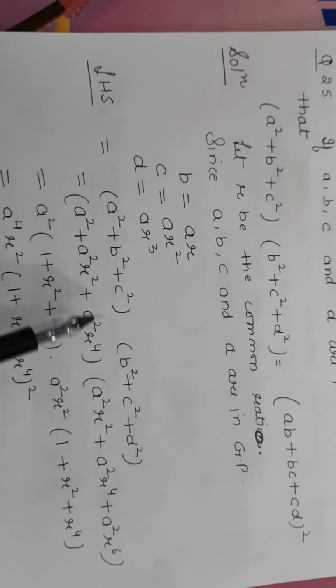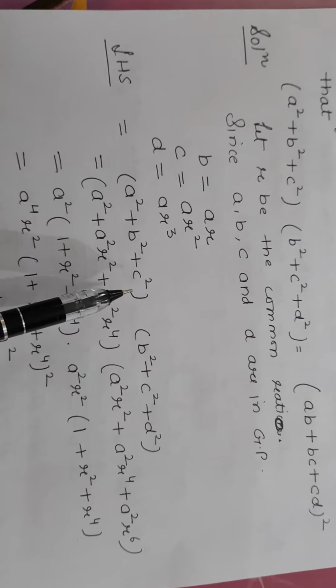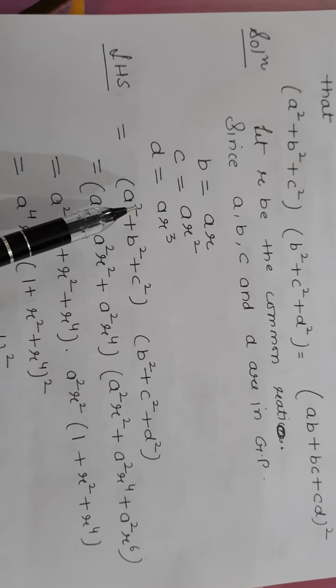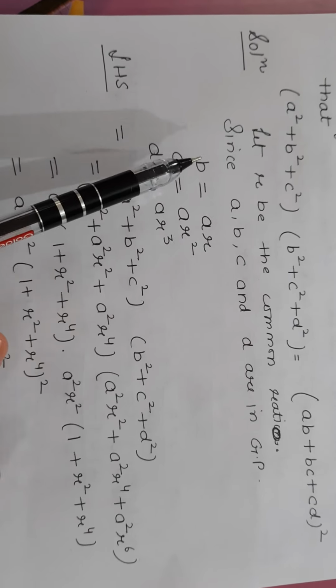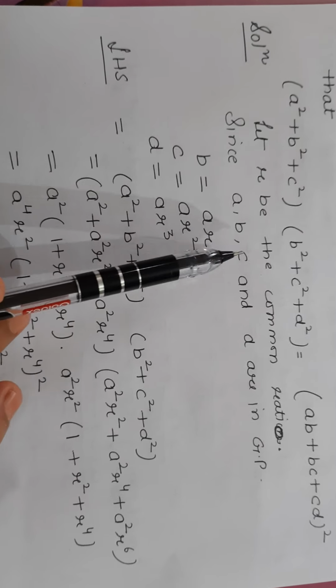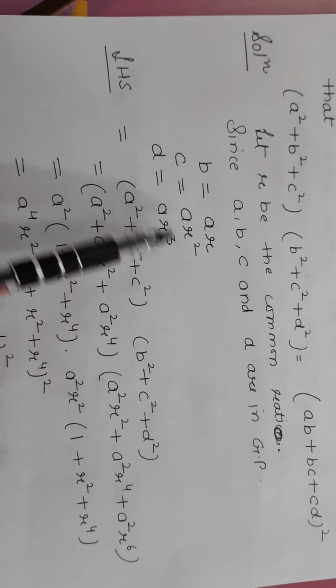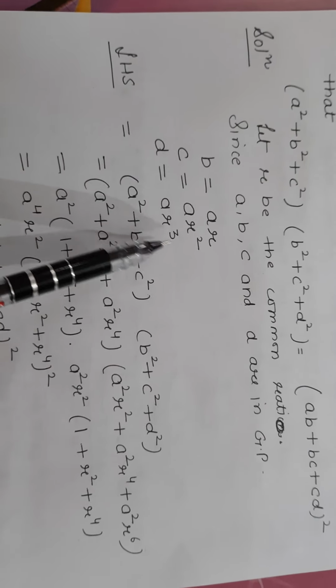Now first you write your left hand side. This is your left hand side. Here put the value of B, C and D. So A is the first term, so this is as it is. The second term B will be AR. The third term C is AR square. The fourth term D is AR cube.